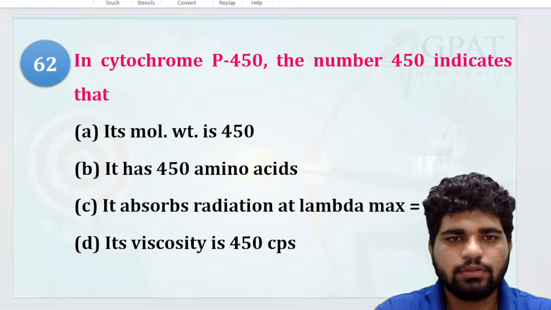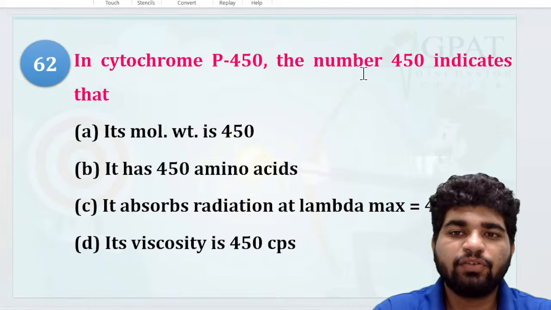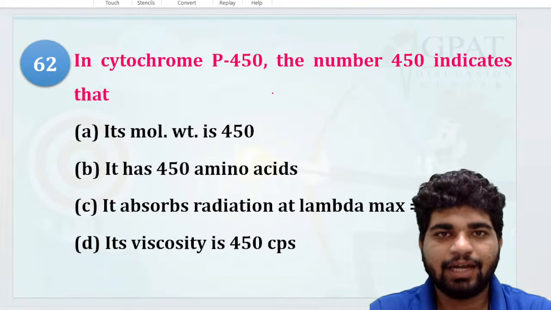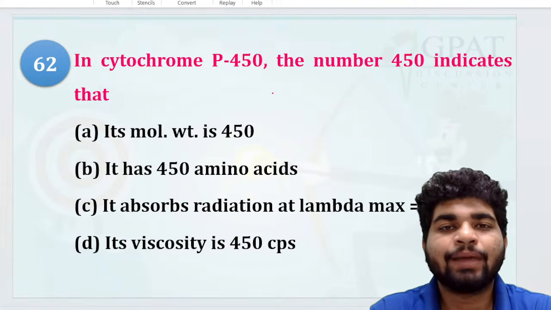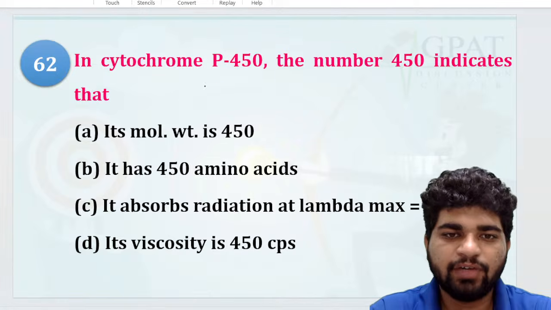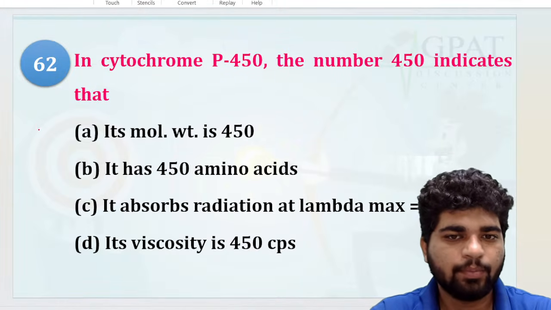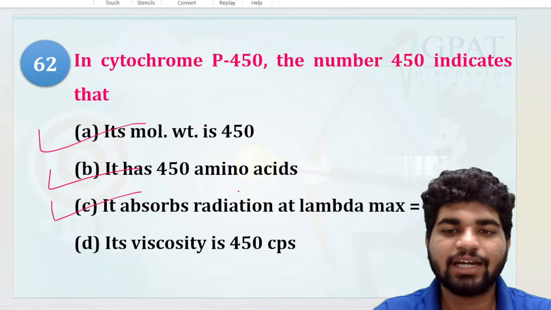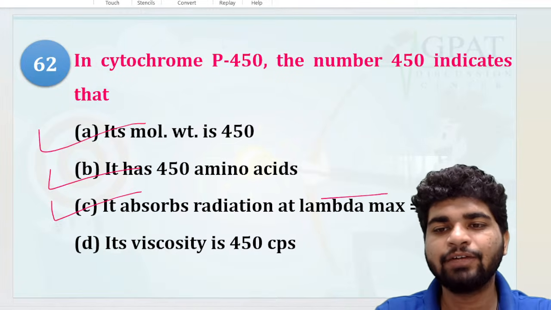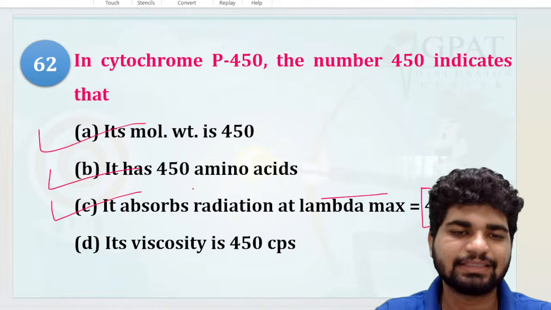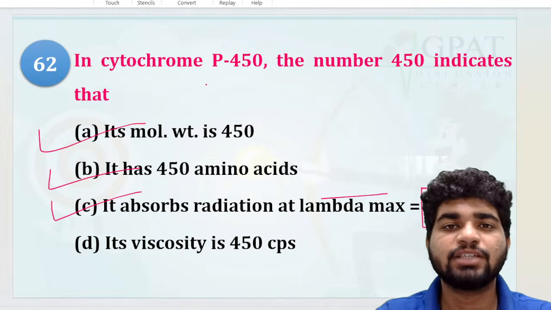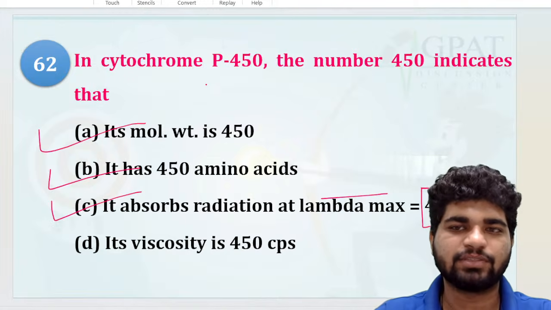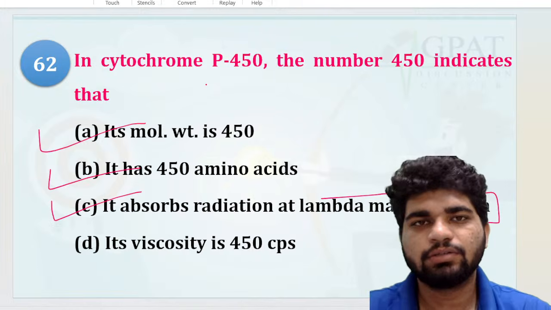Simple. In cytochrome P450, the number P450 indicates what? P450 is the wavelength at which it absorbs the maximum of the light. Is it molecular weight 450, or 450 amino acids? It absorbs radiation at lambda max. Lambda max is nothing but the wavelength at 450 nanometer. Yes, C is going to be the correct answer. And cytochrome P450 is a large group of metabolizing enzymes that are present in your liver.